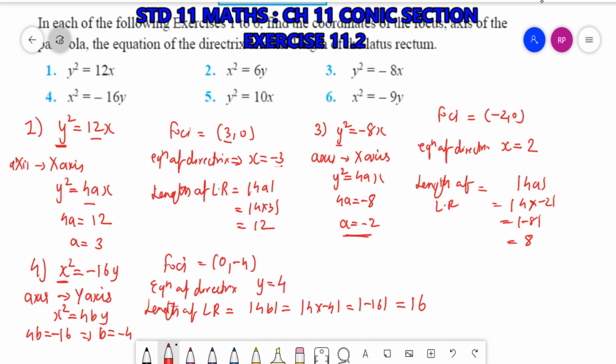So questions 2, 5 and 6, you solve by yourself. At present, note down questions 1, 3 and 4, and based on this method, solve questions 2, 5 and 6.